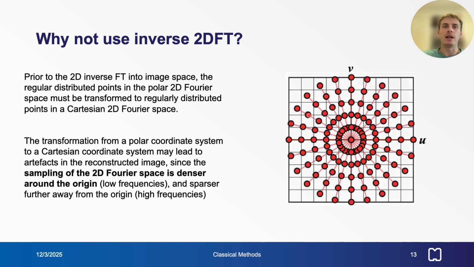Prior to the 2D inverse Fourier transform into image space, the regularly distributed points in the polar 2D Fourier space must be transformed to regularly distributed points in a Cartesian 2D Fourier space. The transformation from a polar coordinate system to a Cartesian one may lead to artifacts, since the sampling of the 2D Fourier space is much denser around the origin at lower frequencies, while it is sparser further away from the origin at the higher frequencies.